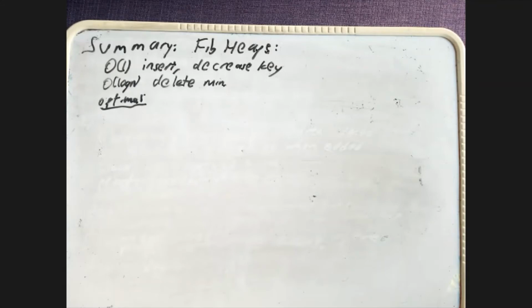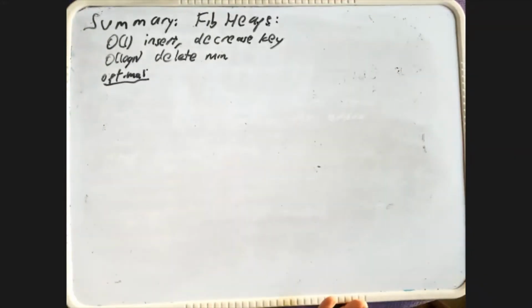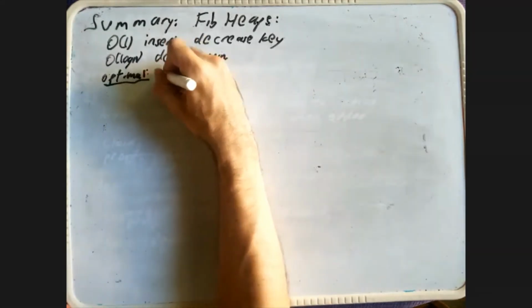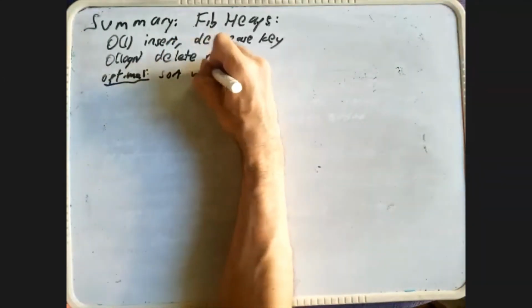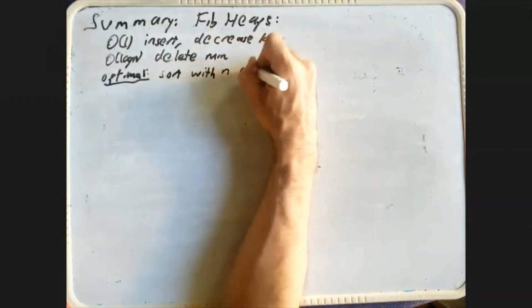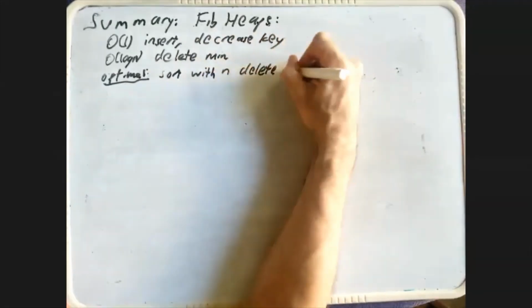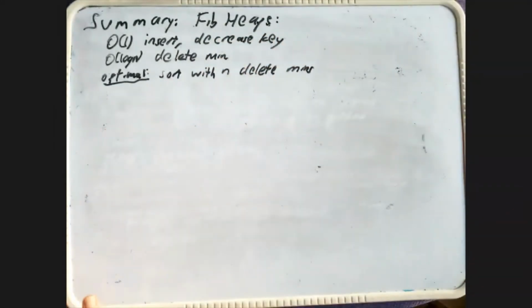Why is that? Because sorting is n log n. Right. You can sort with n delete mins. So n delete mins have to take n log n time.